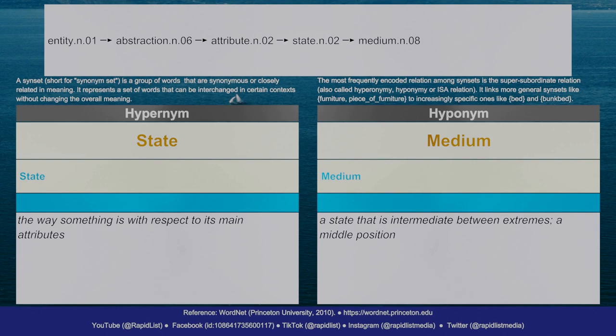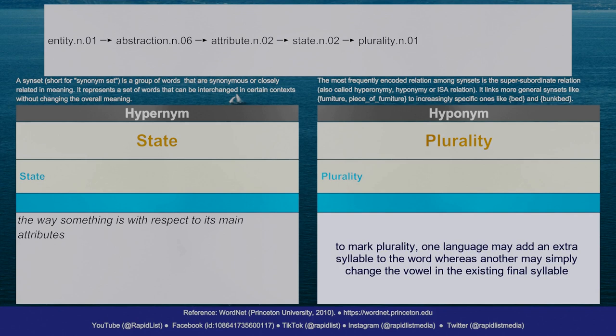Cleavage. The state of being split or cleft. There was a cleavage between the liberal and conservative members. Medium. A state that is intermediate between extremes, a middle position. A happy medium.